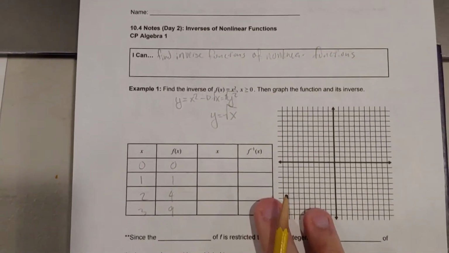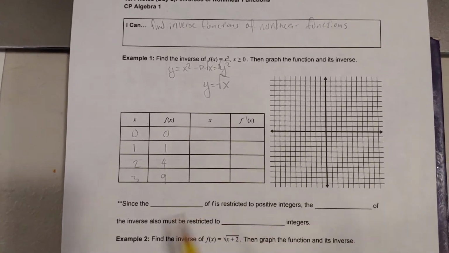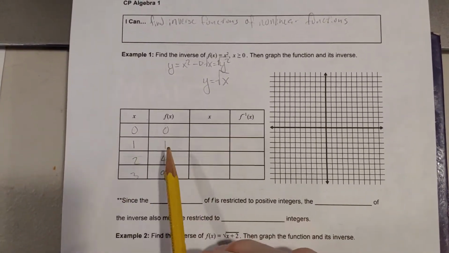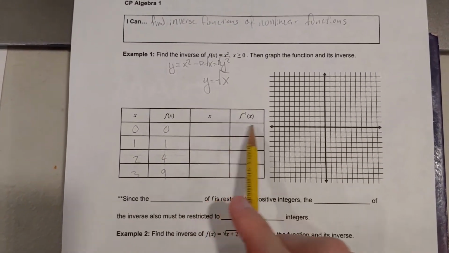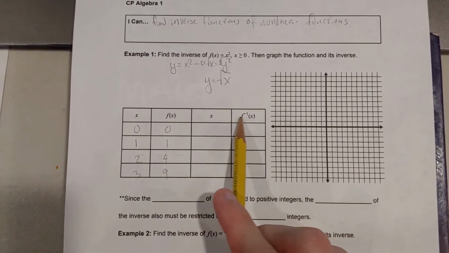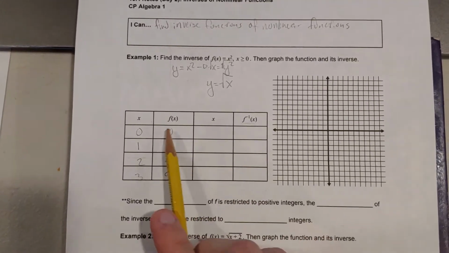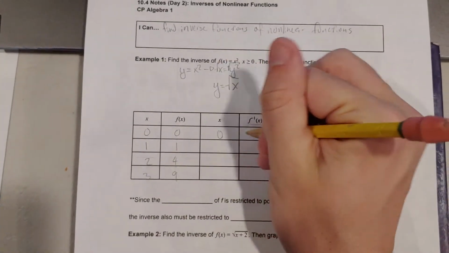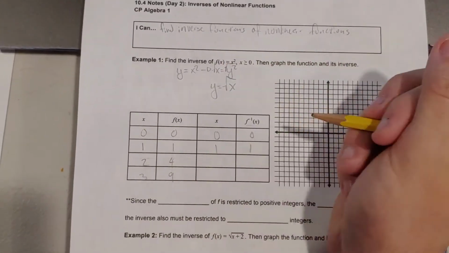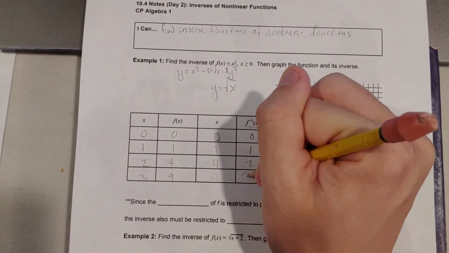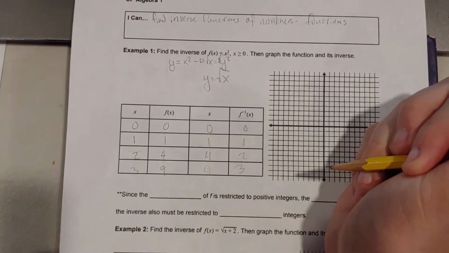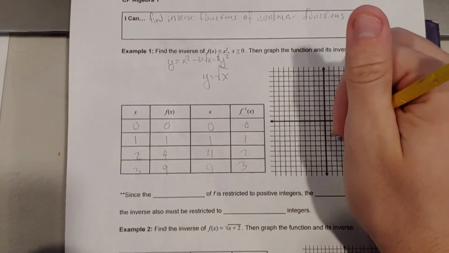If you remember, one of our fancy rules that we got to use last time was to find the new coordinates of our inverse. This symbol means the inverse. We just have to switch the coordinates here. So 0, 0 stays the same. 1, 1. Now this becomes 4, 2, and this becomes 9, 3. And then we're going to graph it.